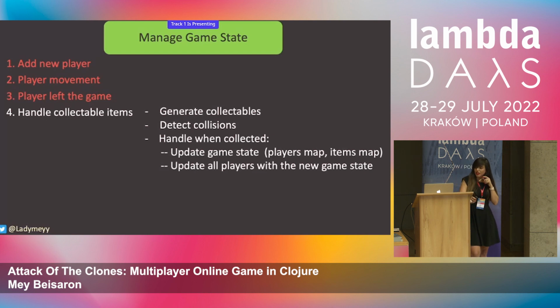I need to update the game state. So I need to update the player's map, to update the score. And then I also want to update the items map, which means to remove the item from all of the items lists. And then we need to update all of the players, which means all of the connected clients, about the game state. Now, I want you to notice that this is a repeating pattern over here. You do something, you update something, and then you update all of the connected clients.